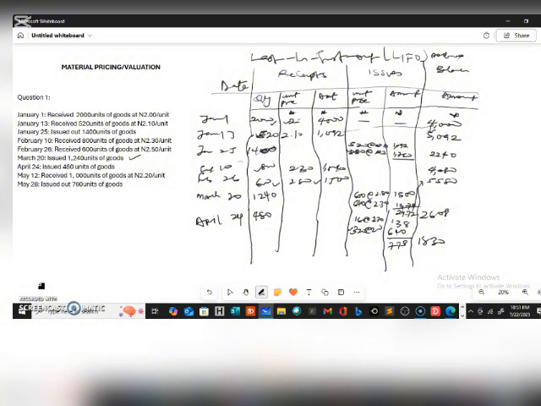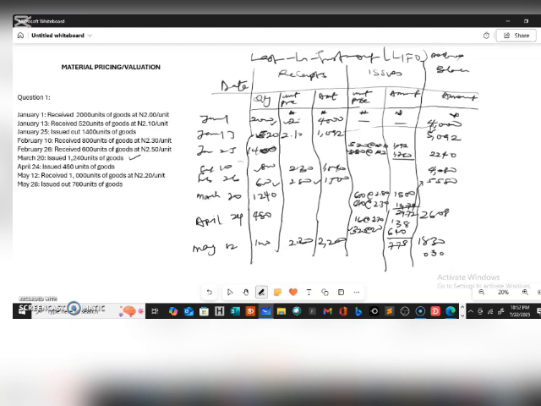So we have May 12. We received some items. We received 1000 units of items at 2 naira 20 kobo. So 2 naira 20 kobo times 1000 should give us 2200. We're going to add it back to 1830.